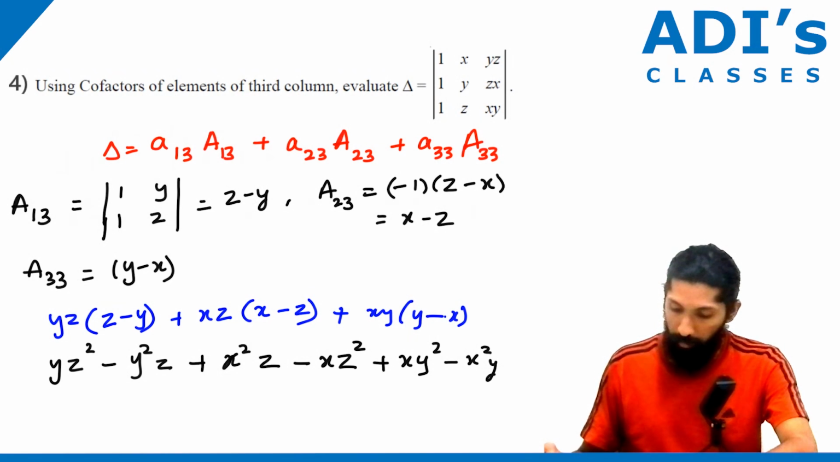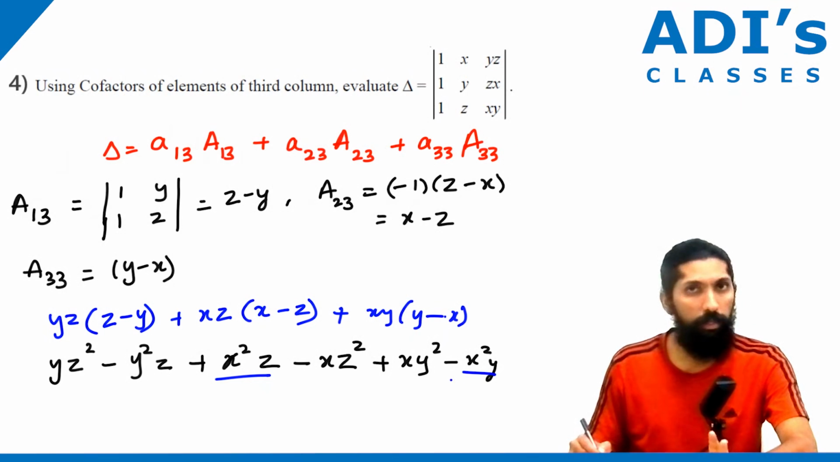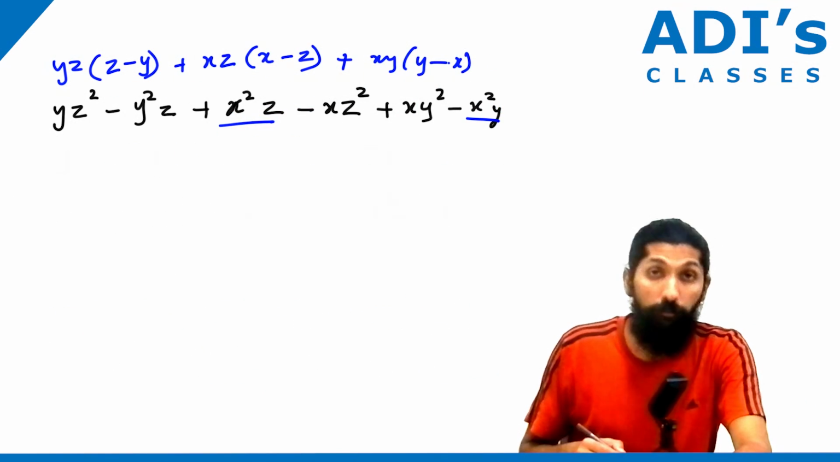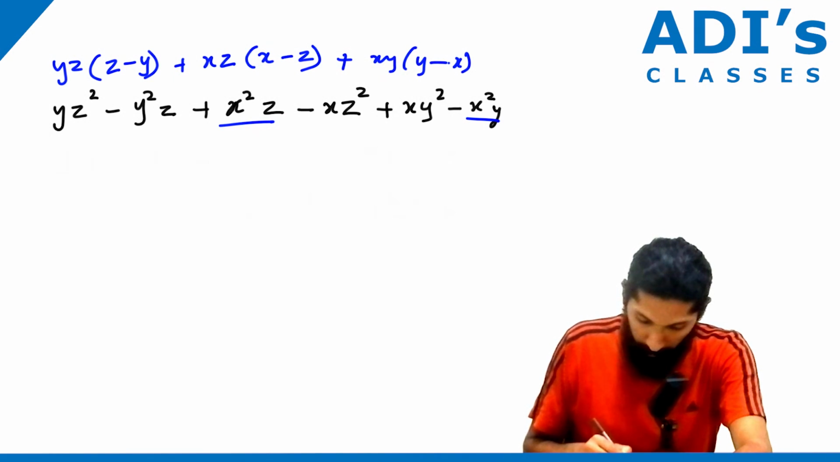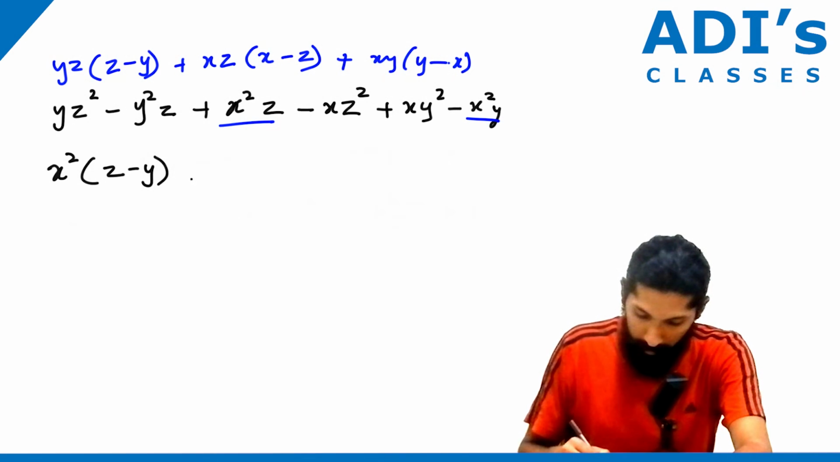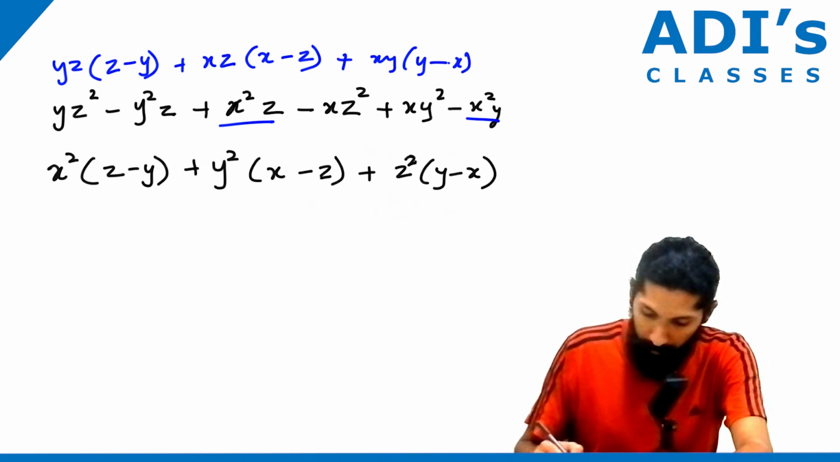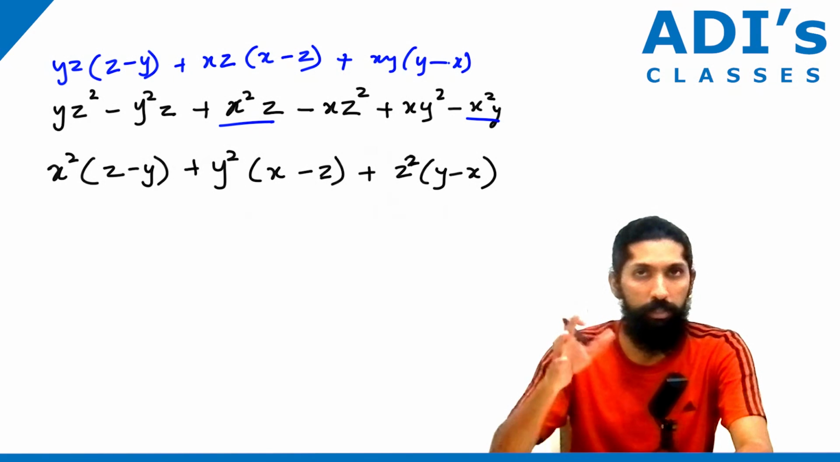Okay, now here you can take a couple of things common, such as x square and y square. Okay, let's do this one. First, if we take x square common, you're going to have x square into z minus y. Next, we'll take y square into x minus z. Plus next is z square into y minus x. So the same thing, we are just rearranging in a different form.